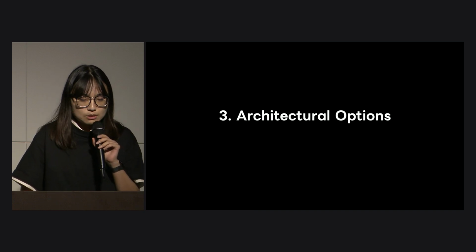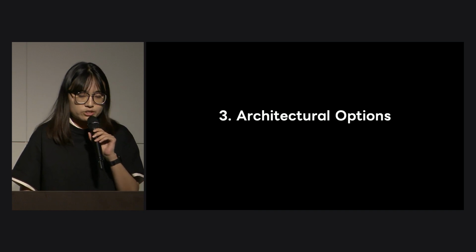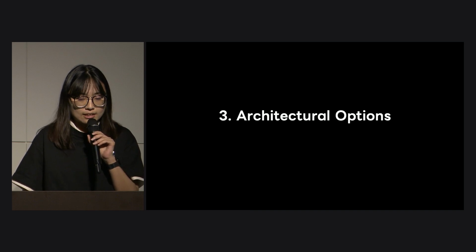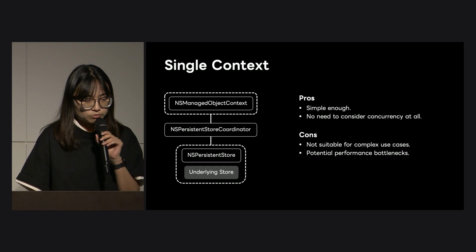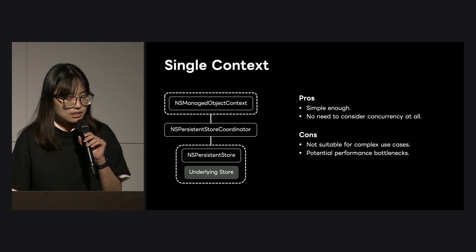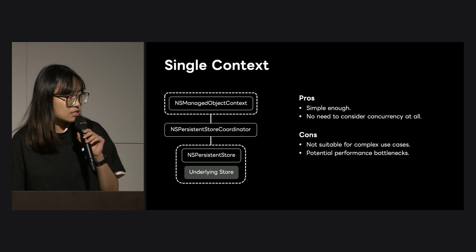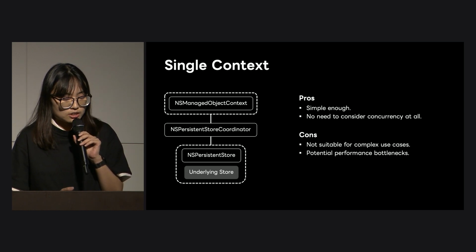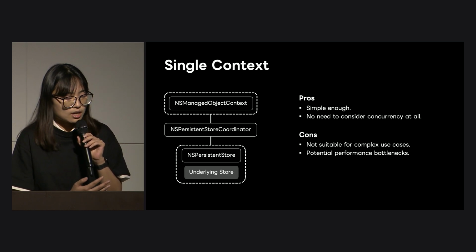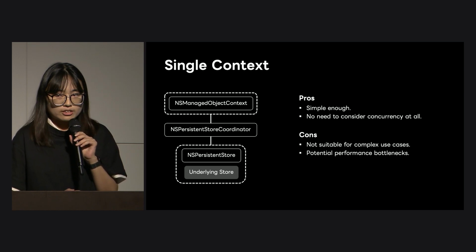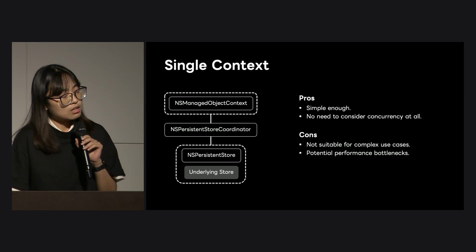To answer this question, let's move on to the architectural options to compare the differences and evaluate the strengths and limitations of each. Let's start with the simplest stack design, a single coordinator and a single context. In this structure, all tasks are executed serially within that one context. So if a heavy operation is running, everything else has to wait.